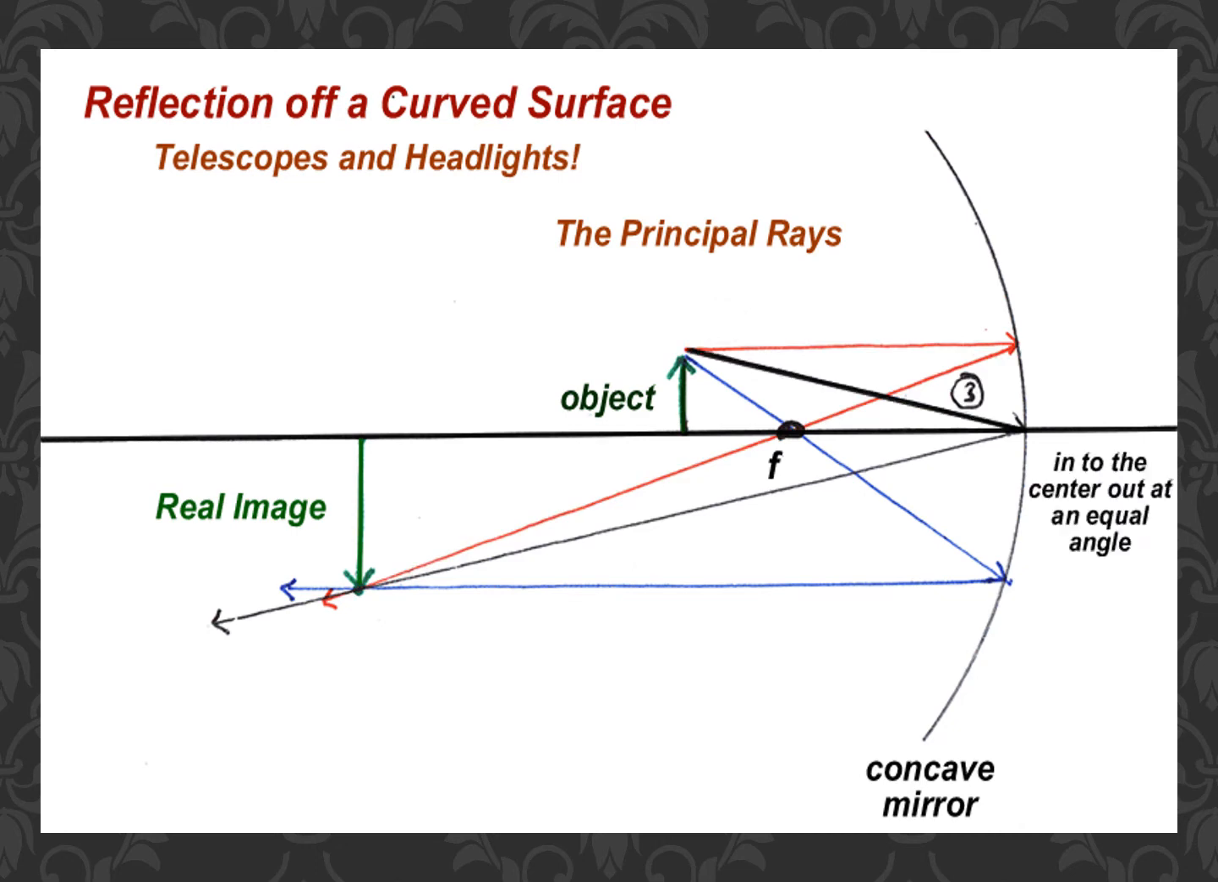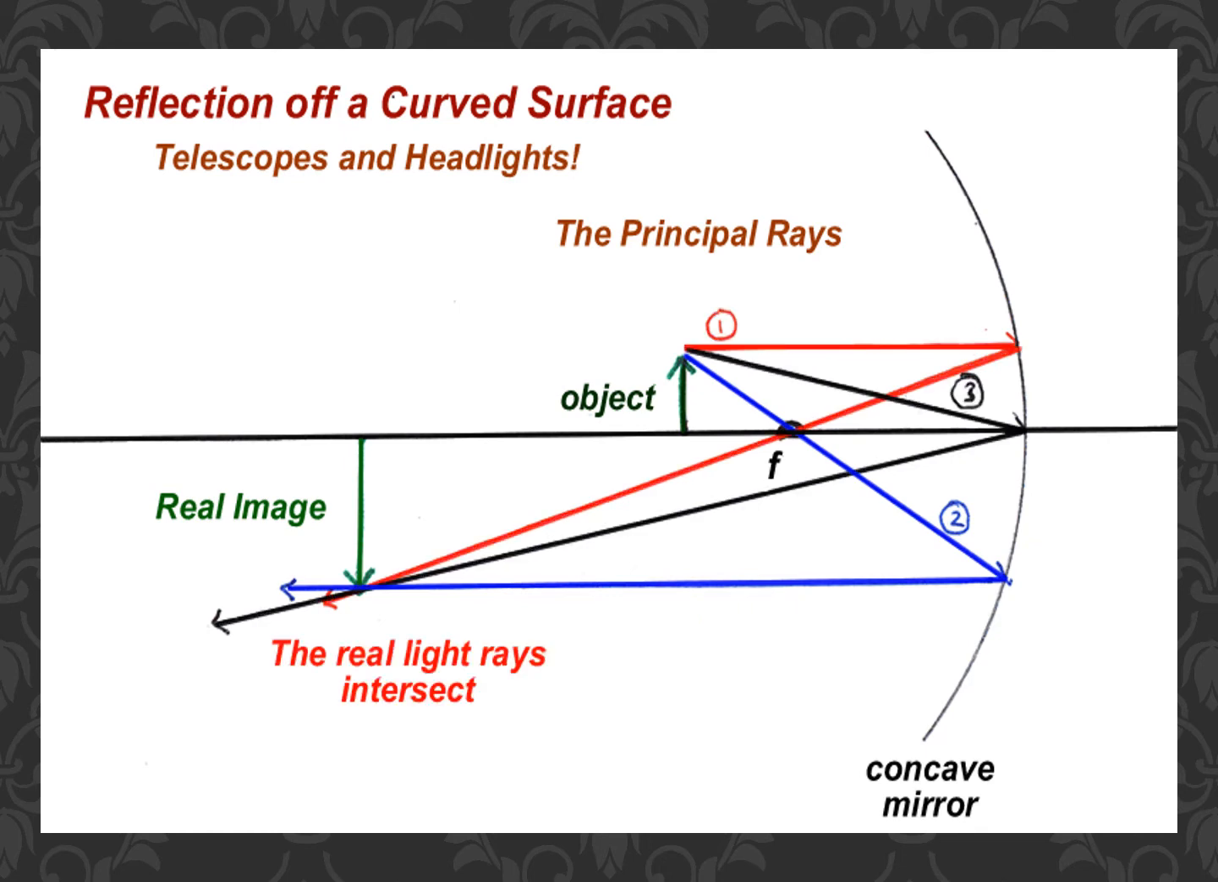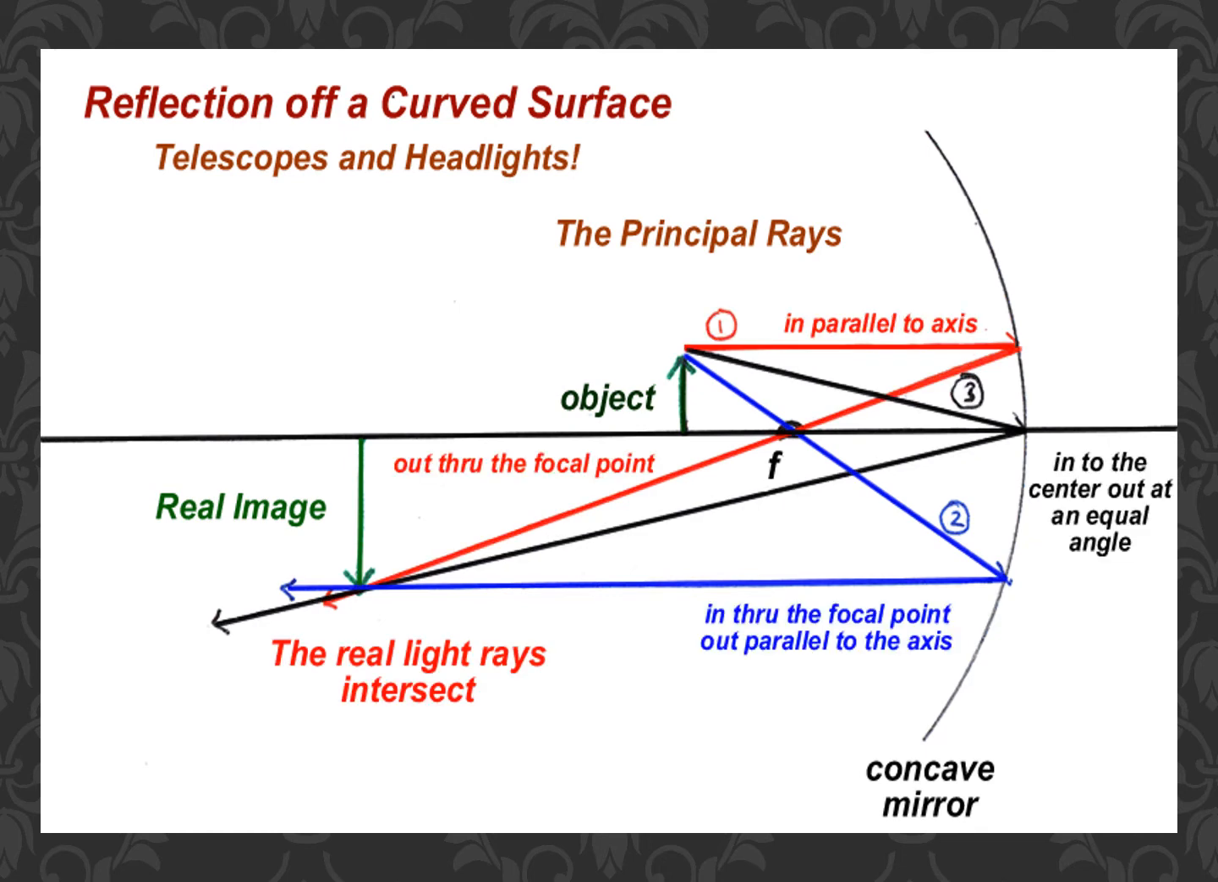Whereas the third line, which is represented by the black color, when it strikes the mirror at the pole, will reflect back by making a certain angle. All the three rays, red, blue and black, are going to intersect each other at a single point and make a real image over here.